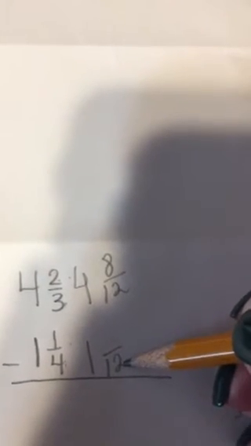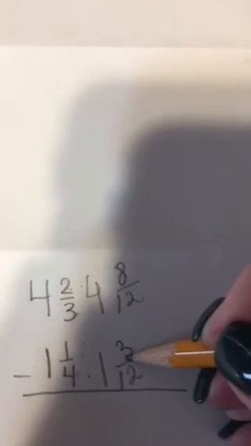Let's do the same thing with the bottom number. What did I do to 4 to turn it into 12? I did times 3. 4 times 3 is what gave me 12. So if I'm 3ing on the bottom, I'm 3ing on the top. 1 times 3 is 3. So 1 1/4 is equivalent to 1 3/12. I've just taken this 5th grade problem and turned it into a 4th grade problem. So now I can work it.